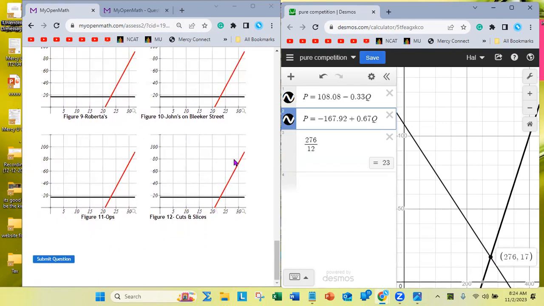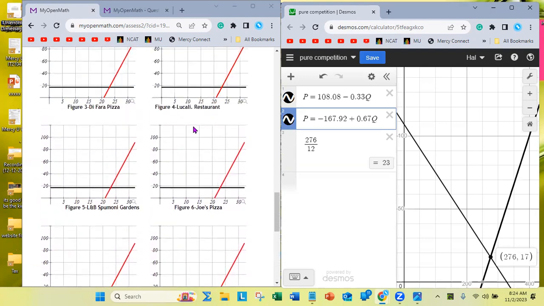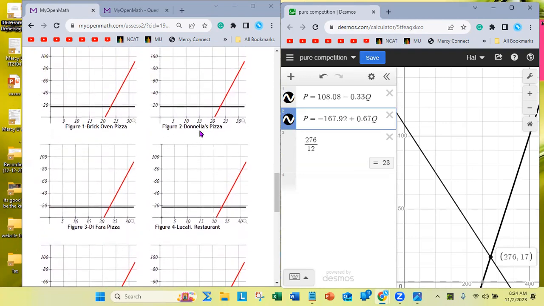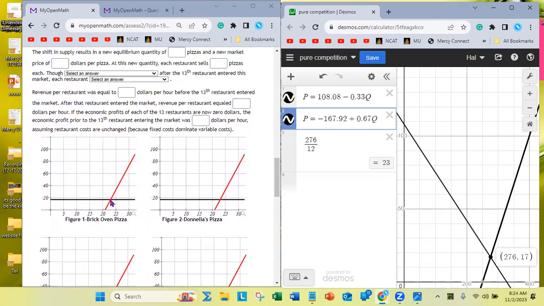Notice that the red line here is the marginal cost, or the supply curve, of that 12th firm. Notice that it intersects perfectly elastic demand at 23. See that? 23, 23, 23. So all these supply curves or marginal cost curves intersect the perfectly elastic demand curve at a quantity of 23, right?